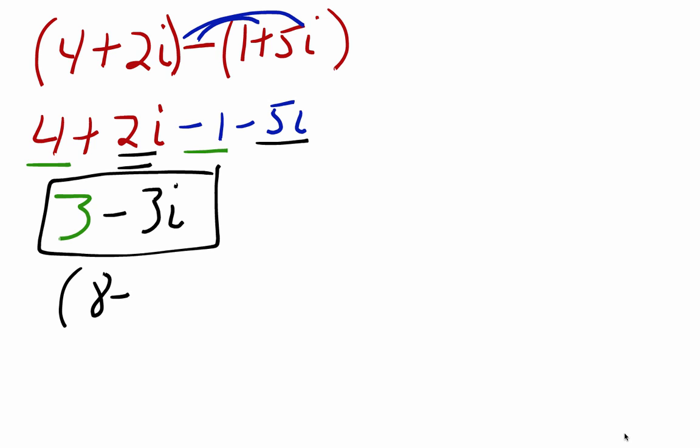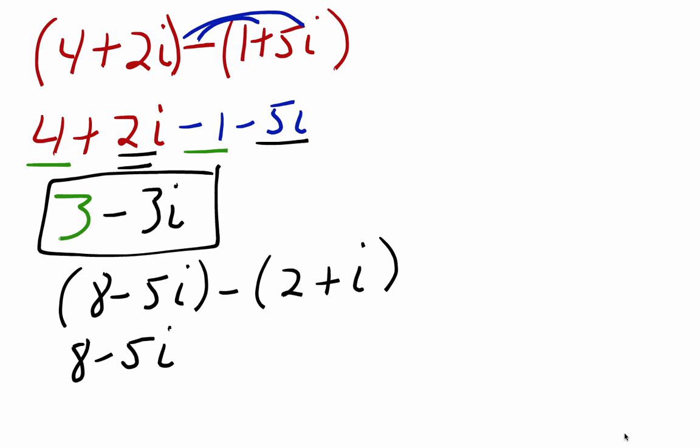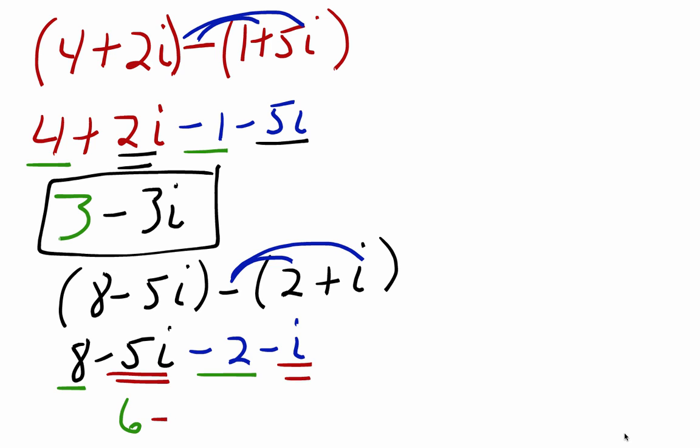So we have 8 minus 5i minus 2 plus i. So we have 8 minus 5i. And again, we have to distribute the negative to each of the terms. So we have minus 2 minus i. We're going to get like terms together. 8 minus 2 is 6. And then we also have negative 5i and negative 1i, so it would be minus 6i. So that would be my answer there.